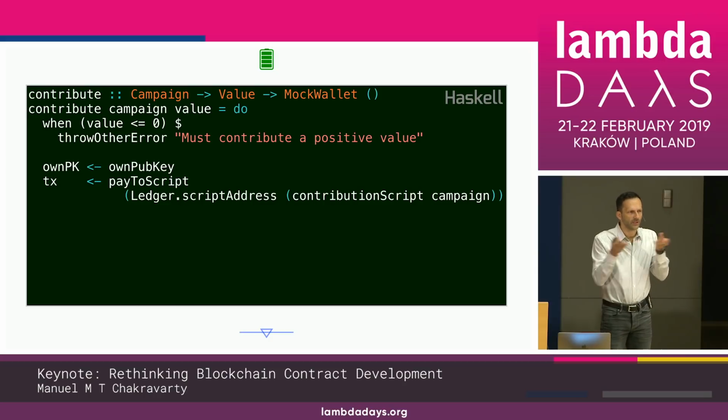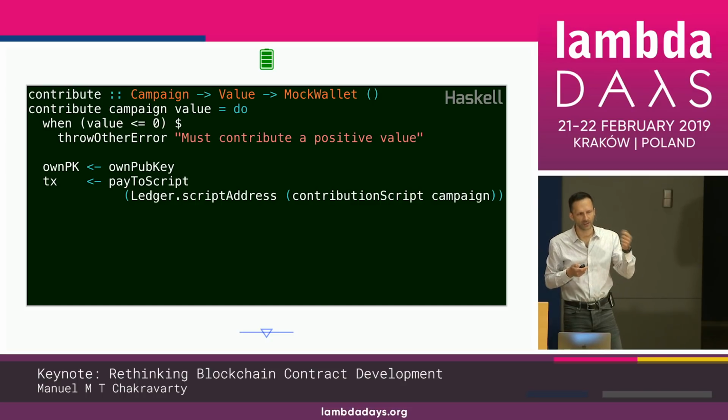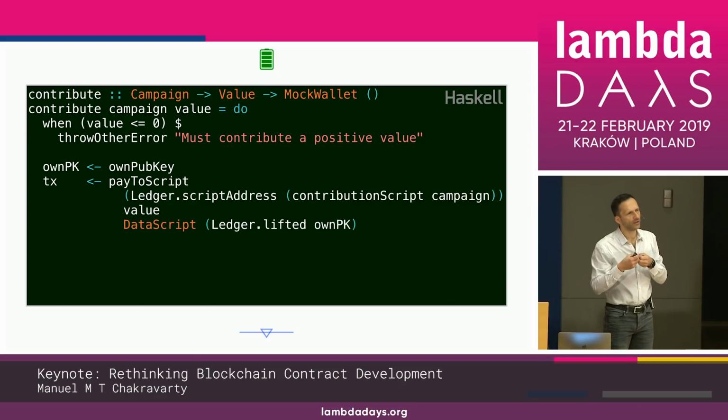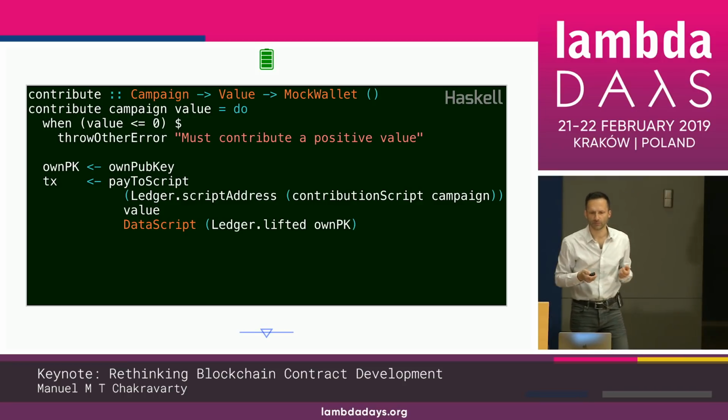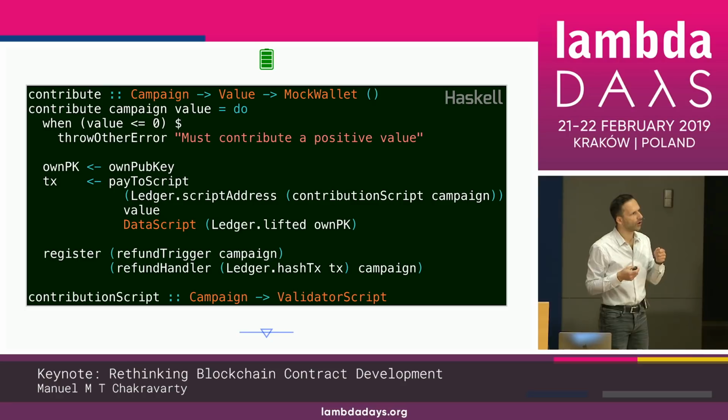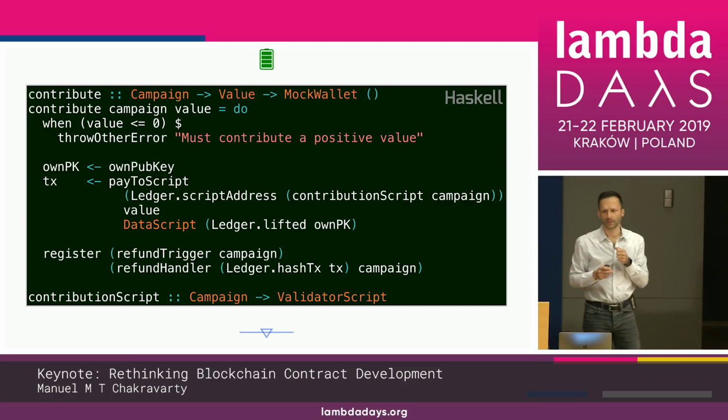In the transaction, we specify what's the script code which is going to validate this transaction and the spending of those funds, the value we want to contribute, and then our own public key as a reference of where a refund can be paid to. Remember, in this UTXO model, just owning funds means you can spend them. So if you lock them with your own key, you're the owner because you're the only one who can spend them. And then we register a callback, for the case that the campaign deadline expires and we want to look into whether we can get a refund or not.